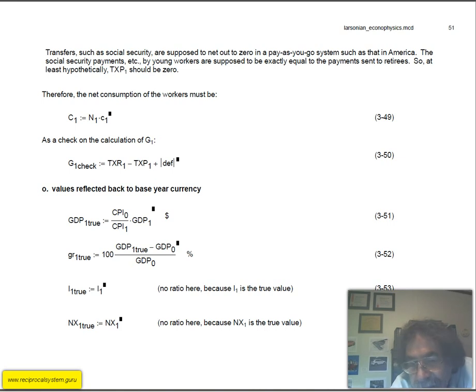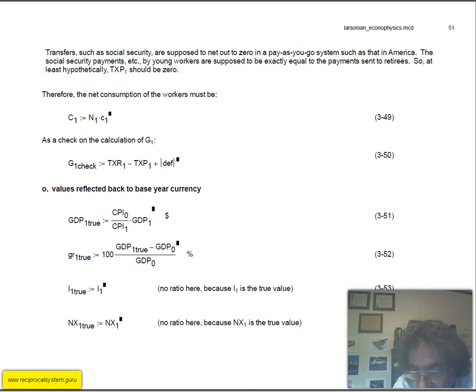Okay, now we have to reflect these values back to the base year currency so that we can get a true comparison of what's going on. So GDP sub 1 true equals the ratio of CPI sub 0 to CPI sub 1. Again, 1 is the following year, 0 is the base year, times GDP sub 1, okay? So we correct GDP sub 1 back to the base year currency, which is in year 0. GR sub 1 true equals 100 times the quantity GDP sub 1 true minus GDP 0, divided by GDP 0. That's the true growth rate.